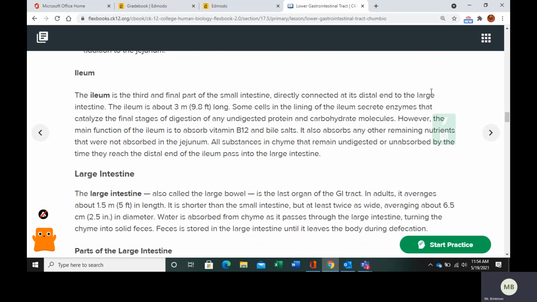All right. The ileum is the third and final part of the small intestine. It is connected to the large intestine. So the ileum is going to secrete enzymes that catalyze the final stages of digestion. So they digest any undigested protein and carbohydrate molecules.